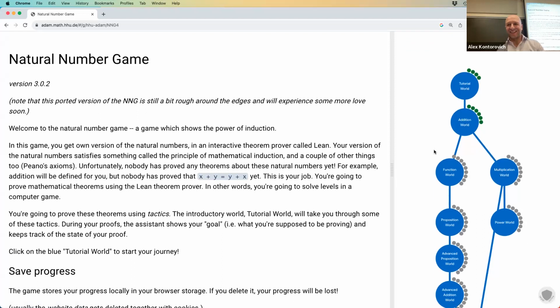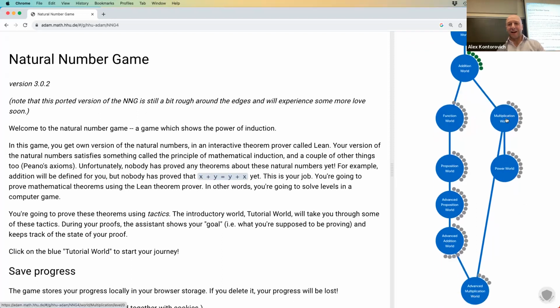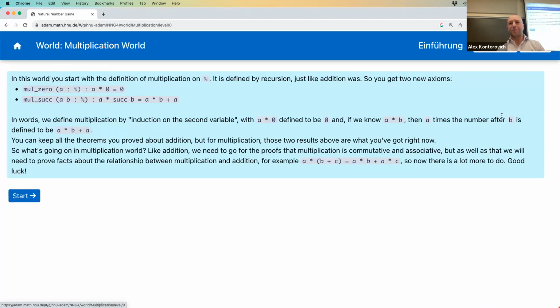So I've already done a function. Whatever you want, they're all good. Multiplication, let's do it.